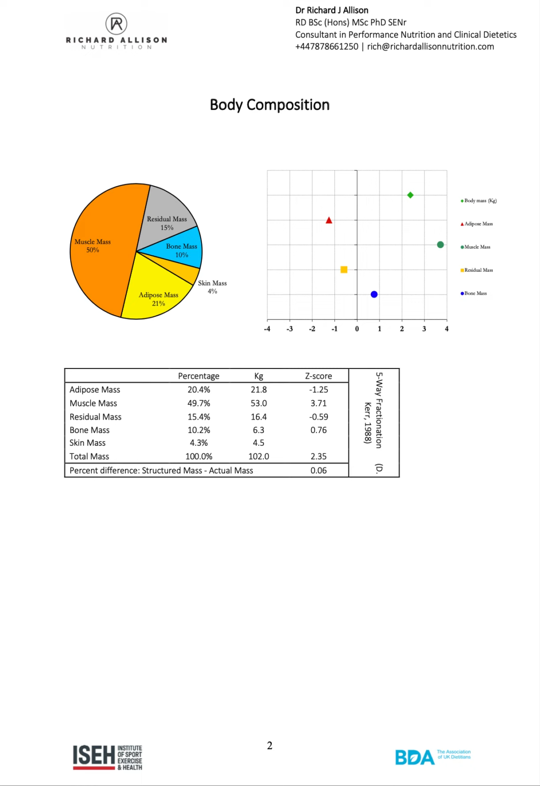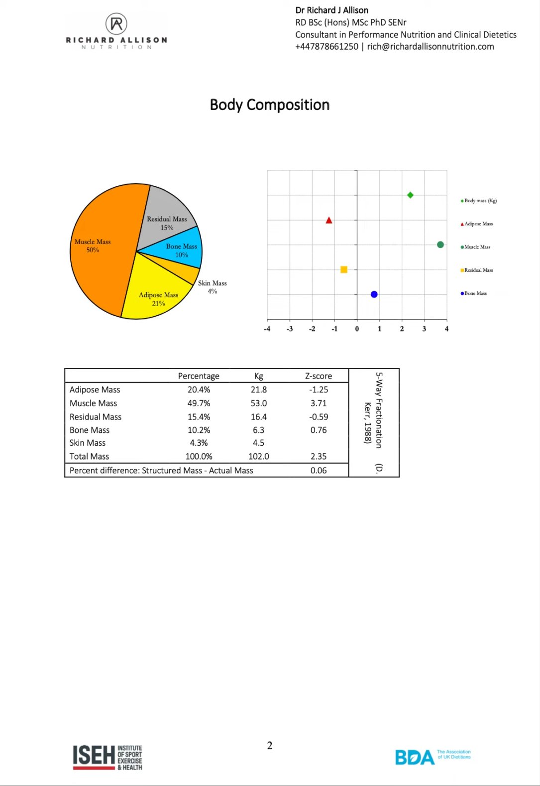So on the top left, you've got a pie chart that shows the breakdown of each of these 5 compartments, displayed as a percentage. Starting with the top left-hand corner, is a pie chart showing the breakdown of each of the body compartments as a percentage. To the right of that, you have what's called a forest plot, which shows where this individual sits for each of those compartments compared to their particular cohort. So in this case, this is based on age, gender, and sporting type.